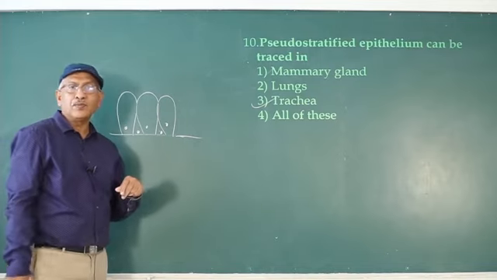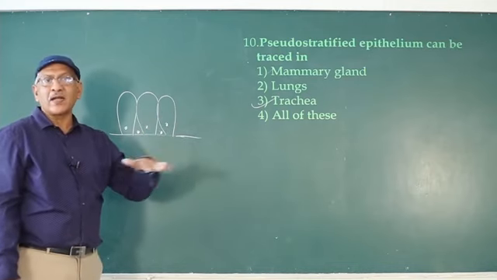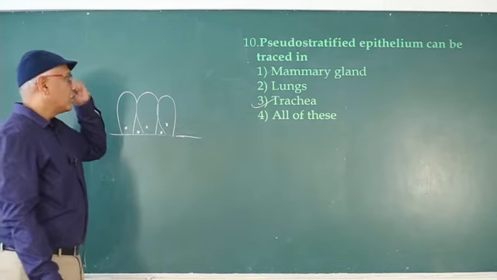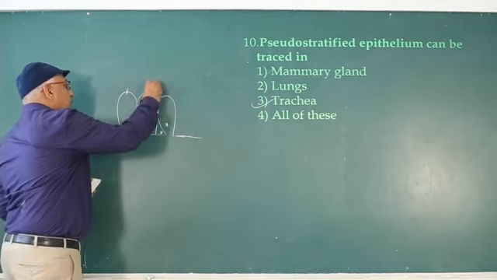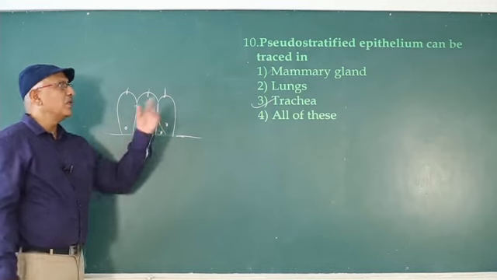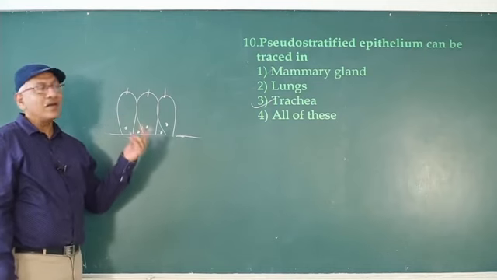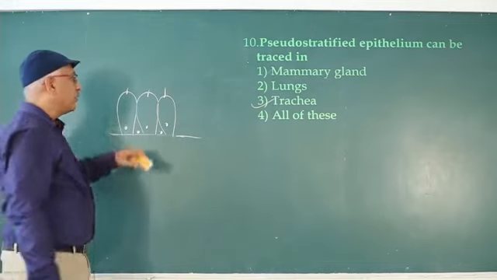What is stratified epithelium? If the cells are arranged in more than one layer, strata means layers. So pseudostratified ciliated epithelium, if the free surface contains cilia, is found in the trachea. Non-ciliated pseudostratified epithelium is found in the epididymis.